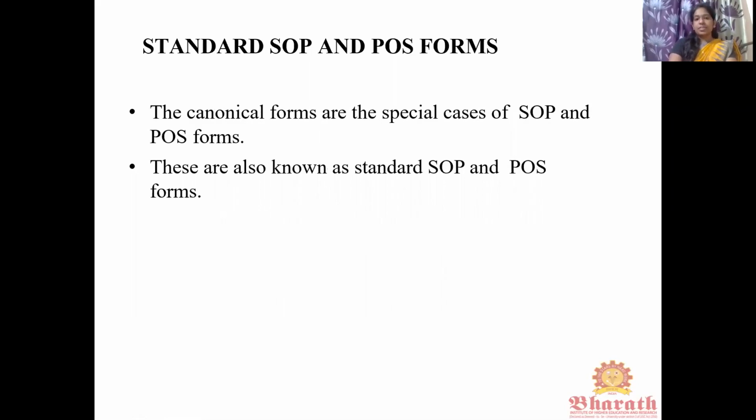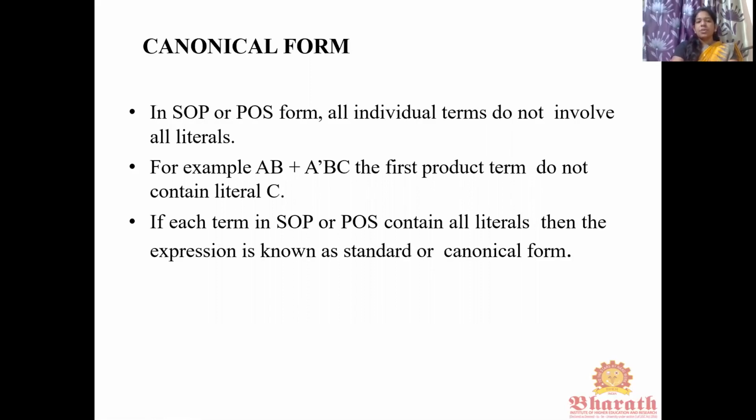Then moving on to the standard SOP and POS form. The canonical forms are the special cases of SOP and POS form. These are also known as standard SOP and POS form. In SOP or POS, the individual terms do not necessarily involve all the literals. For example, take this: AB plus A complement BC. This is nothing but SOP. In SOP, our product terms are summed, so in between we will have plus. This is the SOP: AB plus A complement BC.